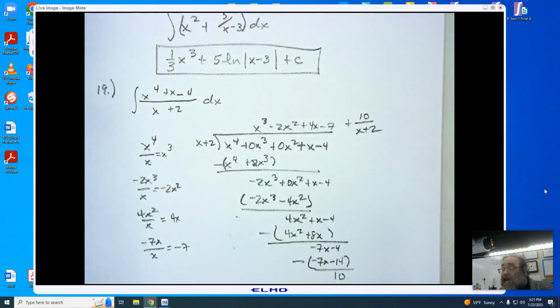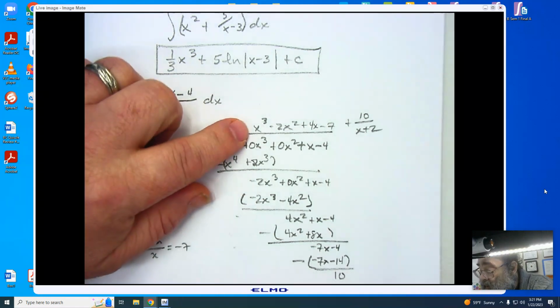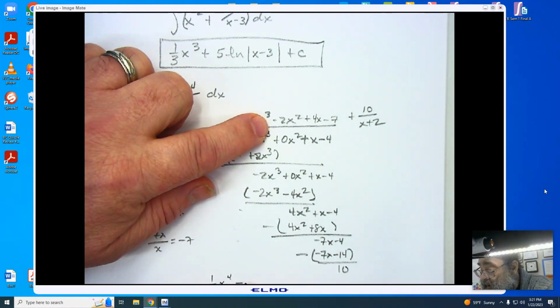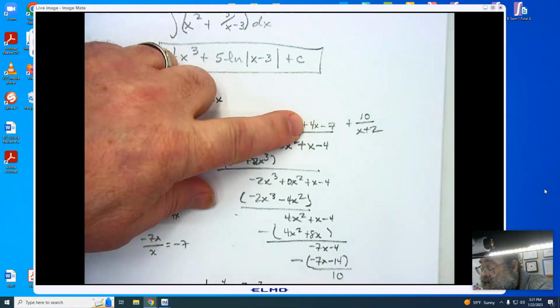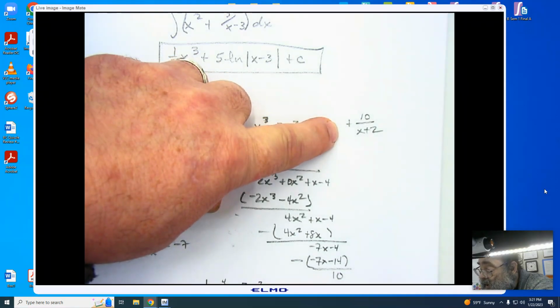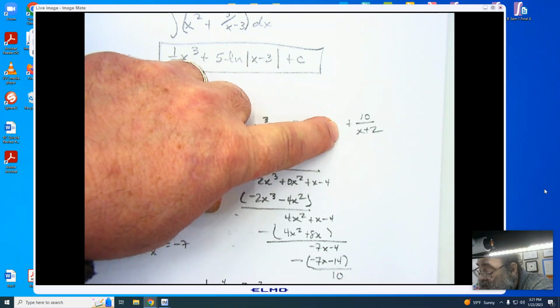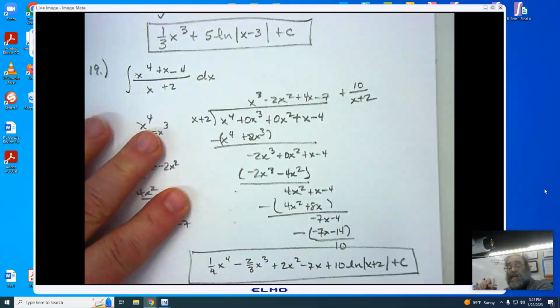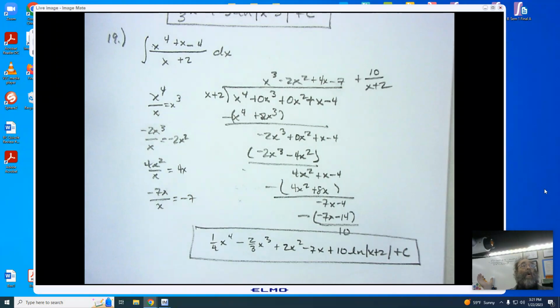Whew! All right. Now the integration of this is easy. Keep in mind that this now is 1/4 x to the fourth minus 2/3 x cubed plus 2x squared minus 7x plus 10 natural log x plus 2 plus c. There it is. Just straightforward.